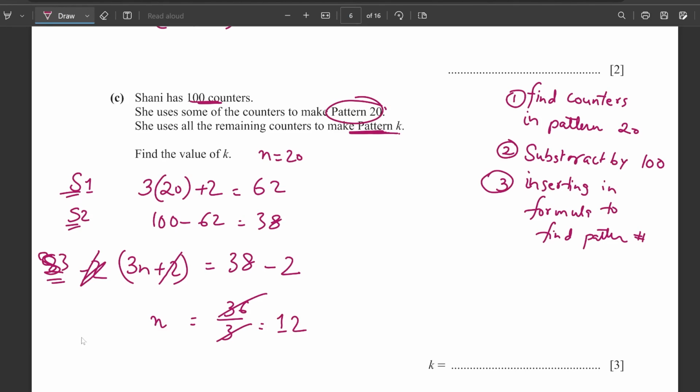If you don't know this complicated maths, you can always just do this manually. 3 times 1 is 3. 3 times 2 is 6. And just cancel it. 12 would be your answer.